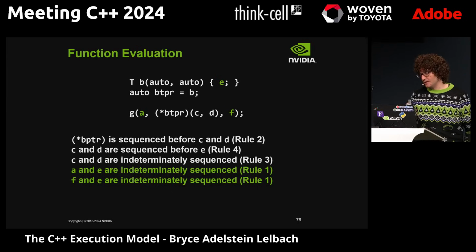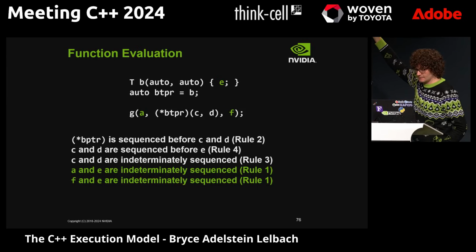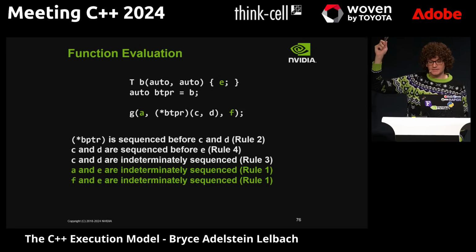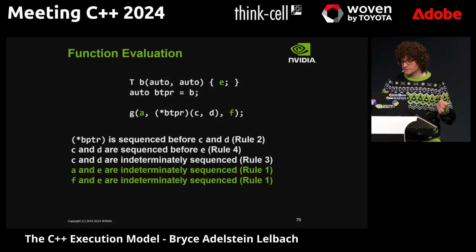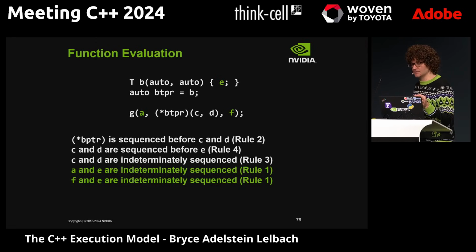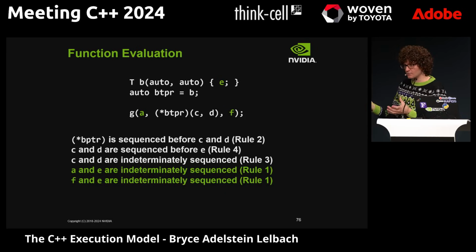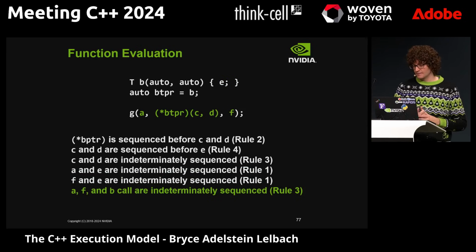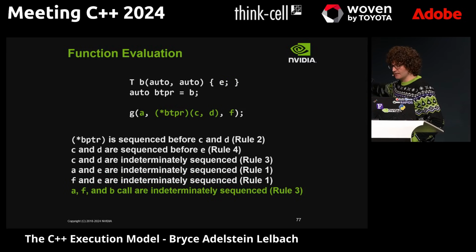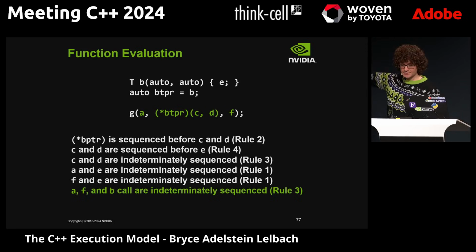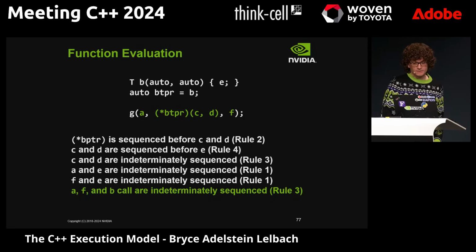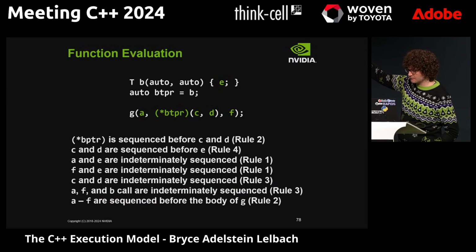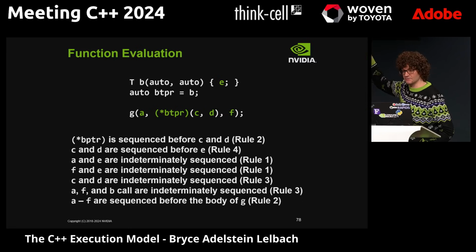Every evaluation within a function, like e here, and every evaluation not within the function, like a and f here, are indeterminately sequenced. So again, that is that we don't interleave observable stuff from outside of a function within the function, even when we're inlining it and then doing a bunch of optimizations. Likewise, a, f, and the result of the b call are indeterminately sequenced. And then finally, a through f are all sequenced before whatever the body of g is.